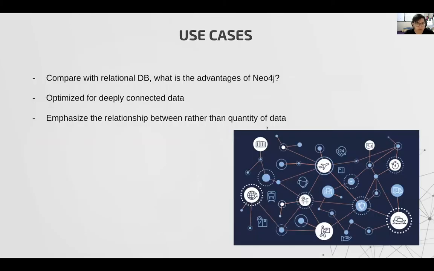So as we already discussed, Neo4j is a graph database. So the question is, compared with a relational database like MySQL, what is the advantage of Neo4j? And the answer is, it is optimized for deeply connected data. Neo4j will emphasize the relationship between data points rather than quantity of data.